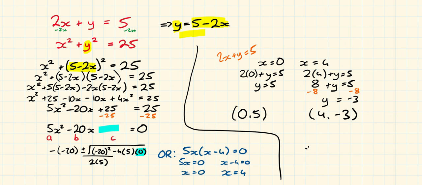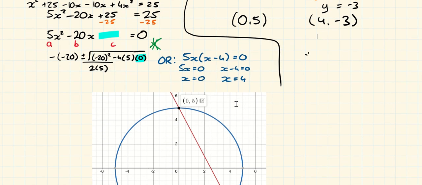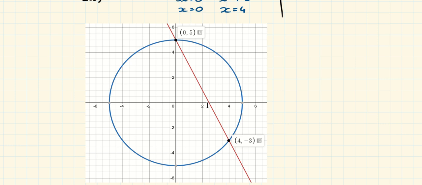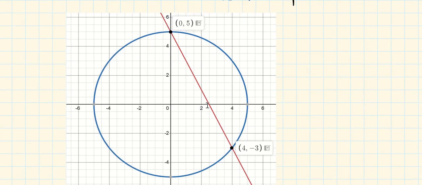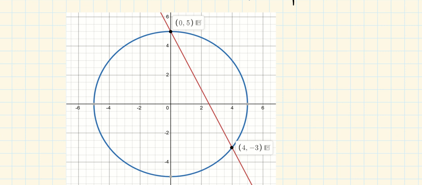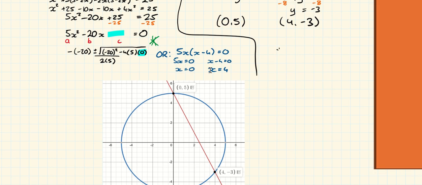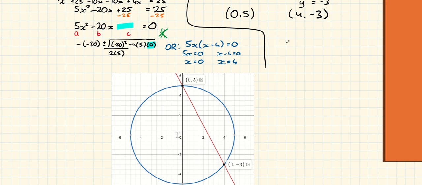Again, we are first getting y on its own. We're making a quadratic. We're solving a quadratic. And we're subbing it back in. So those are the 4 steps: y on its own, make a quadratic, solve the quadratic, sub it back in. And you can see how it works out. We've got the answers of 0, 5 and 4, minus 3. So you can see those are the two places where it hits there.